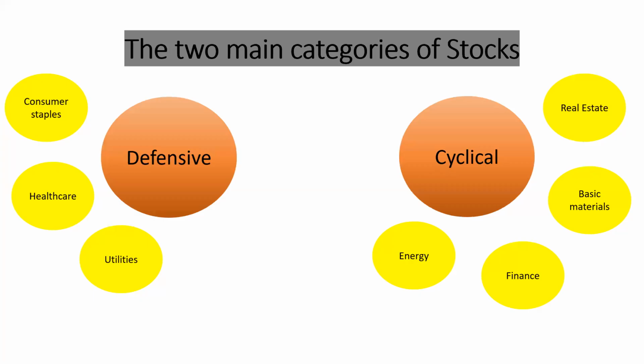There are two main categories of stocks. We have defensive stocks and cyclical stocks. There are other types of stocks in between, but these are the two main ones. Defensive stocks can be divided into three sectors, namely consumer staples, healthcare, and utilities. Cyclical stocks, on the other hand, can be broken down into four sectors: real estate, basic materials, finance, and energy. So let's look at each one individually, starting with defensive stocks.